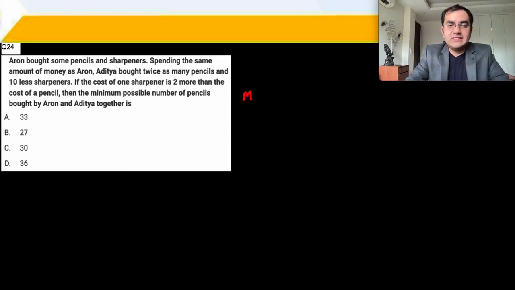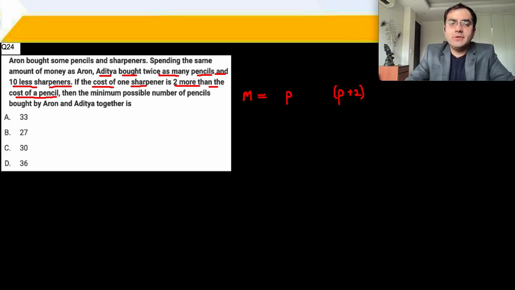Aaron bought some pencils and sharpeners, spending the same amount of money as Aaron. Let's say money taken is M. Okay? Aditya bought twice as many pencils and 10 less sharpeners. So I need to know how many pencils and sharpeners. If the cost of one sharpener is 2 more than pencil, sharpener is 2 more than pencil. So let us take pencil price as P and sharpener price becomes 2 more at P plus 2. Let us take number of pencils as A and number of sharpeners as B for Aaron.